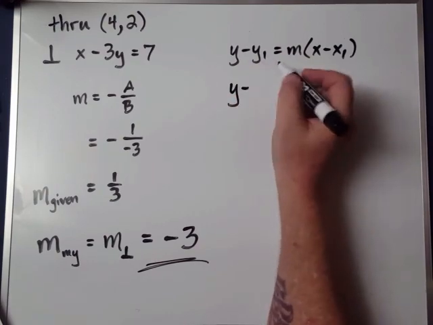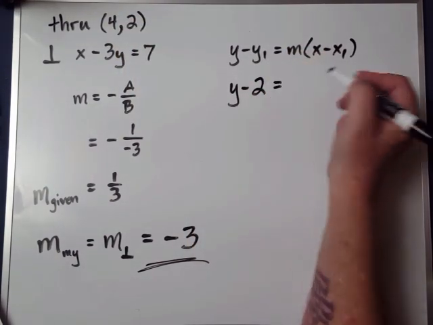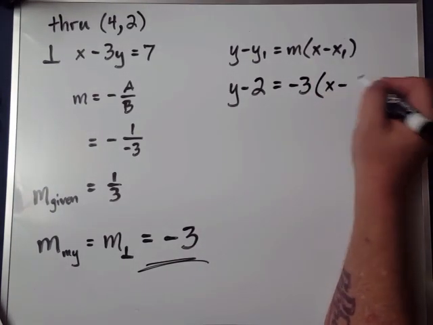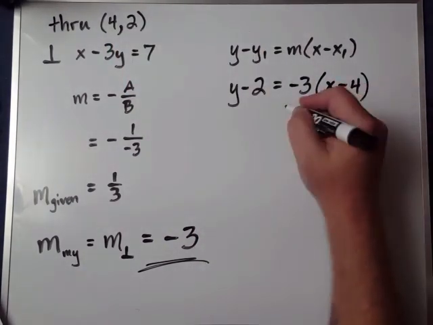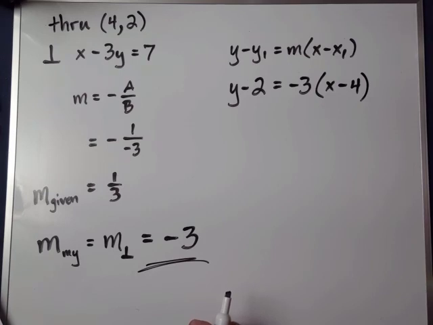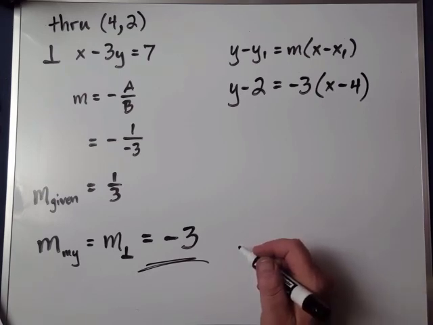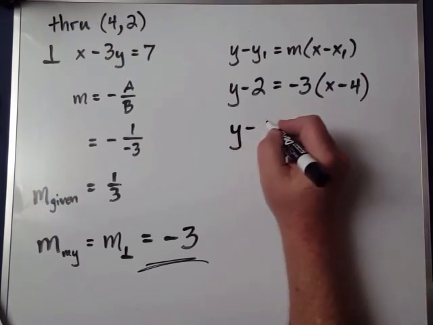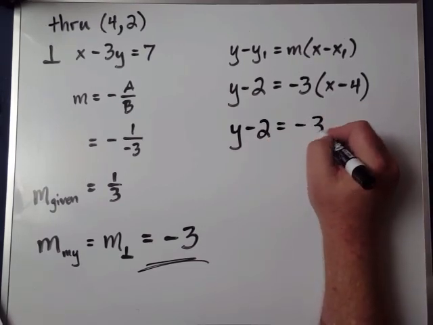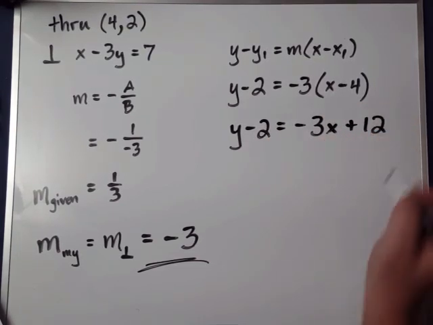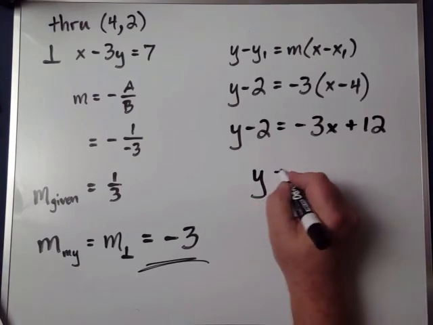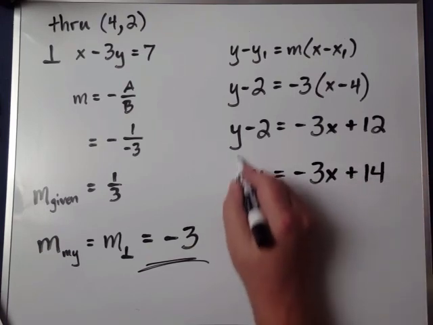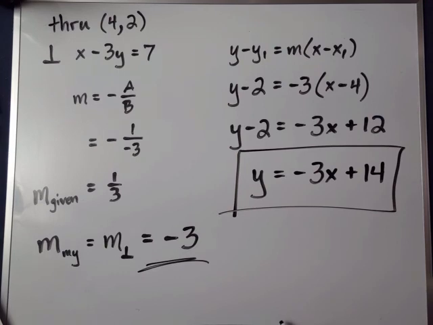y minus the y-coordinate of my point, which is 2, equals the slope of my line, -3, times the quantity x minus the x-coordinate of my point, which is 4. We have an equation, but we were instructed to write our final answer in slope-intercept form. So get this solved for y. Let's distribute that -3. Watch your signs. And add 2 to both sides. And here's my equation of that line in slope-intercept form.